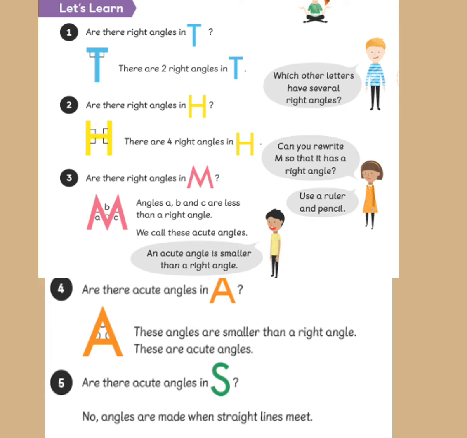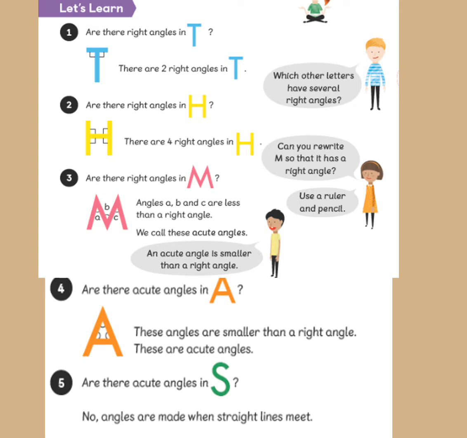Now, let's look at the letter M. M has 3 angles, just like in the picture, A, B and C. All 3 of these angles are smaller than right angles. We call angles which are smaller than right angles acute angles. The way I remembered this when I was at school was to think of them as a cute angle. A little cutie because they're small. Coochie coochie, a cute angle. So an acute angle is any angle smaller than a right angle.